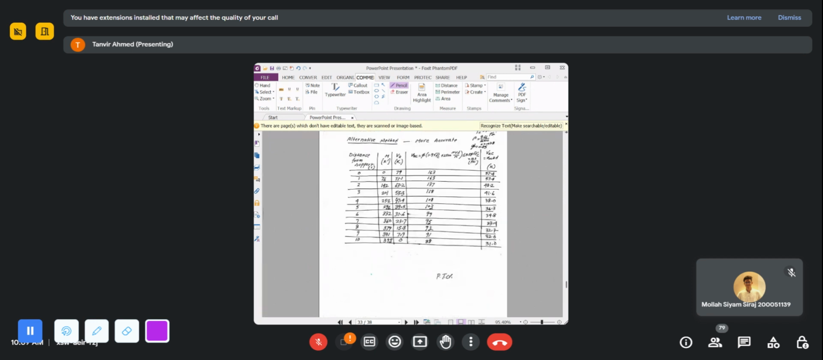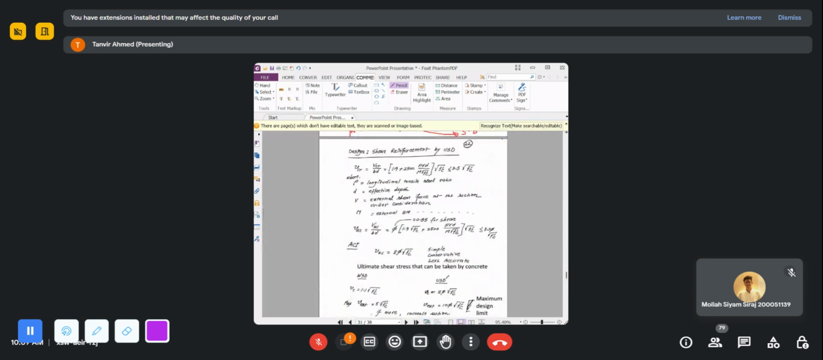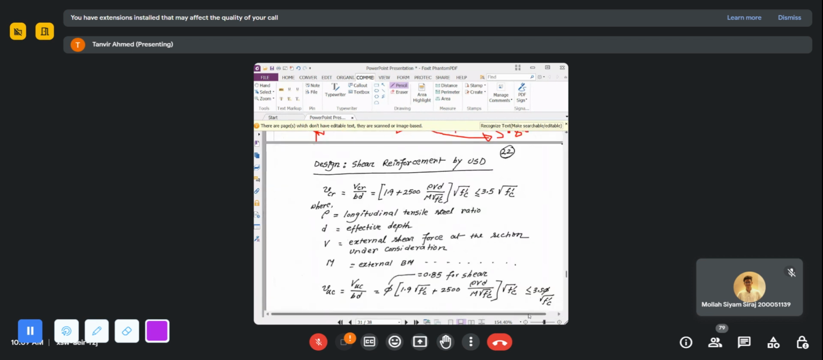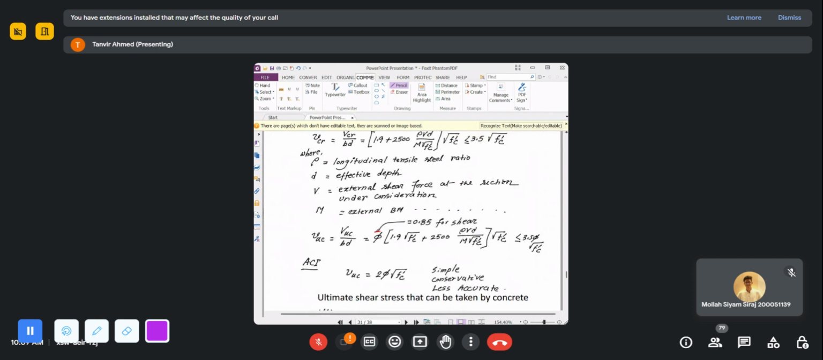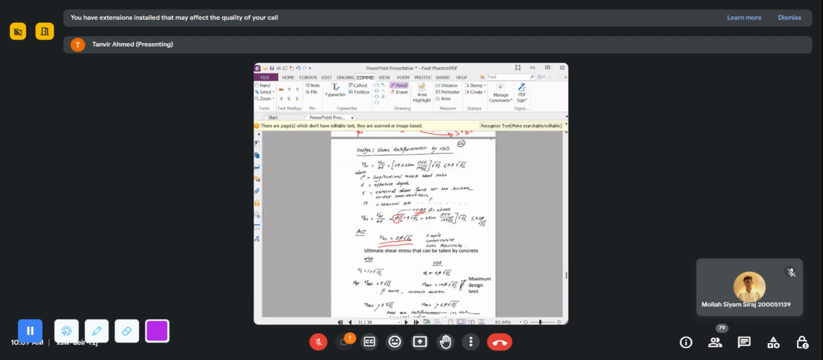The theory is very similar to the WSD theory, only the equations will be different in a sense that now you have to provide this strength reduction factor, which is 0.85 for shear as we discussed. And the ACI equations have some changes. Okay, let us discuss that. So this is one equation.